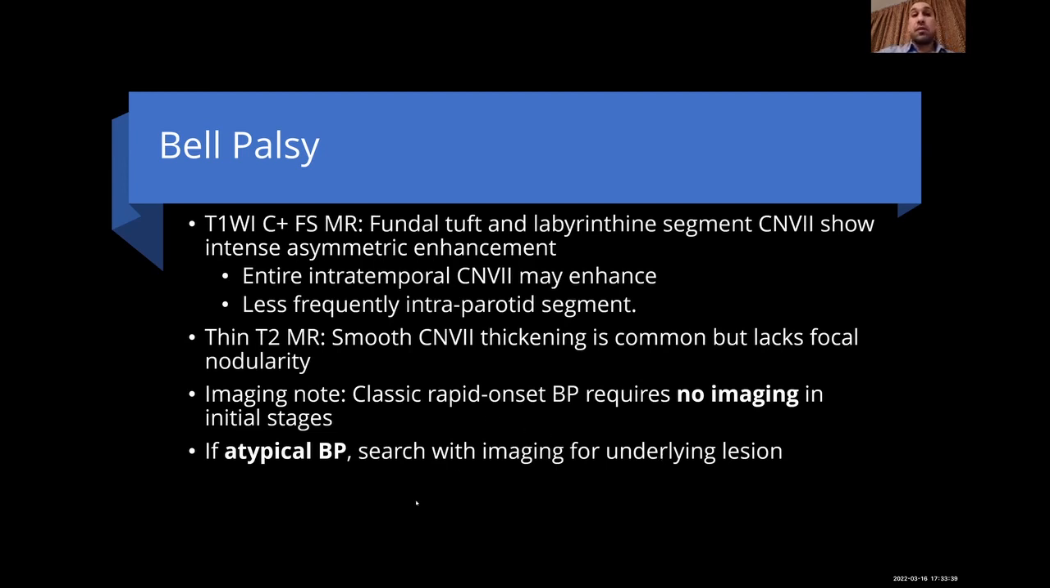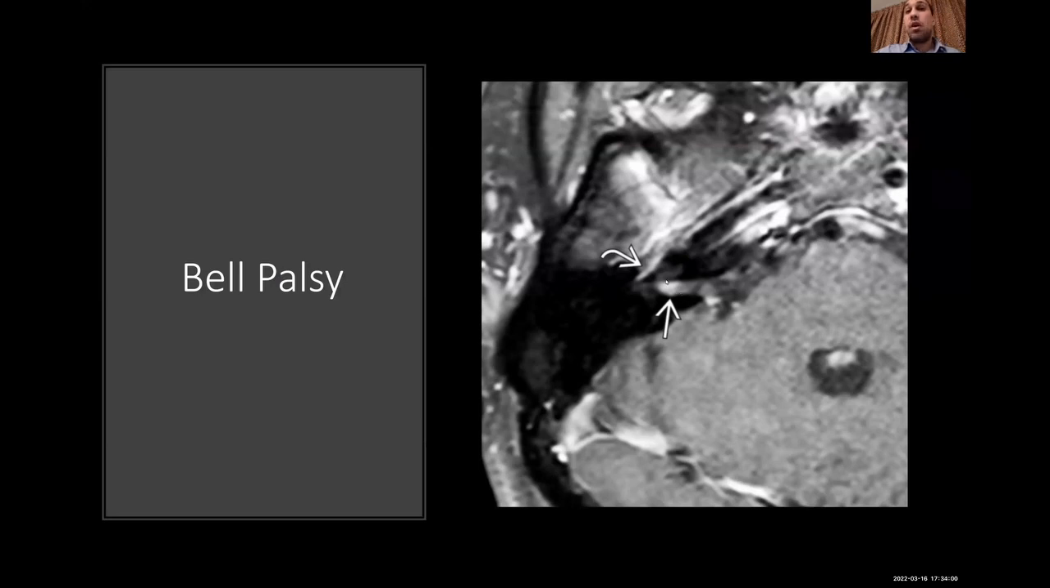The classic rapid onset of Bell's palsy requires no imaging in the initial stages. You will not find this patient with a short history; you will find them with a relatively long history. If atypical Bell's palsy, search with imaging for the underlying lesion. Here is enhancement of the inner ear component, the entire intratympanic segment, but there is no nodularity. There is enhancement but not nodularity. You have to compare to the other side. If there is asymmetry and involvement of the labyrinthine component, this means abnormal enhancement.